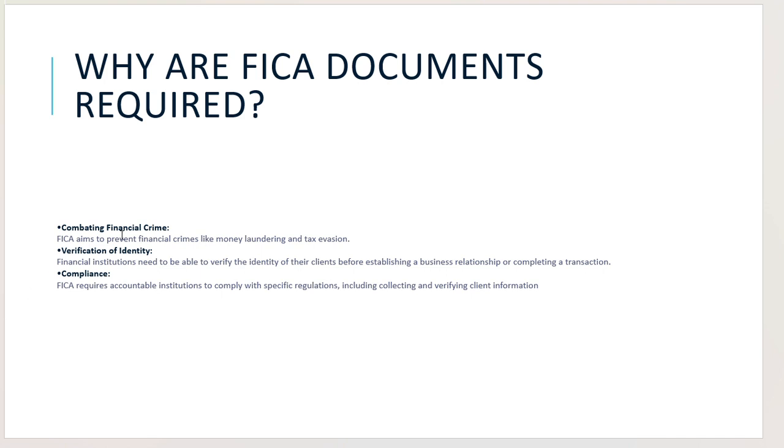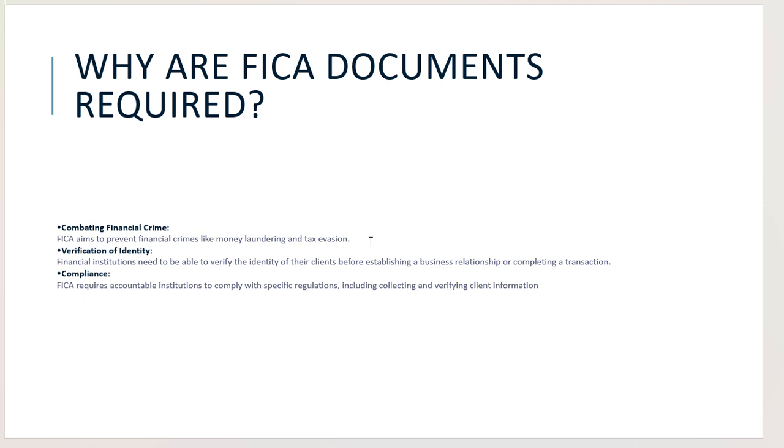So the first part is for combating financial crime. FICA aims to prevent financial crimes like money laundering and tax evasion. So if they have your FICA documents, they can link you to any kind of crime. It could be money laundering or tax evasion. But if they do not have your details like your ID number, your proof of address, and any document that is basically linked to you, they are not able to link you to the crime.